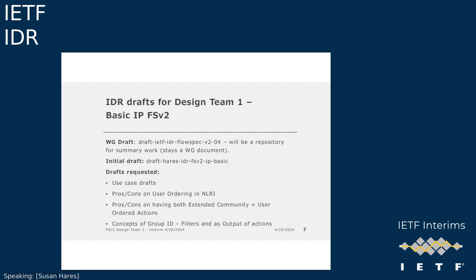So the initial draft we had, which Donald and I and two other co-authors are on, is the draft flowspec v2.04. It has a repository of all our information. As we make changes, we will keep up the repository. But our goal is to have this stay as a working group document where we save agreed-upon changes. I released an early draft last week and another revision last night. You will find it has what I hope is the beginnings of a basic function that we can deploy.